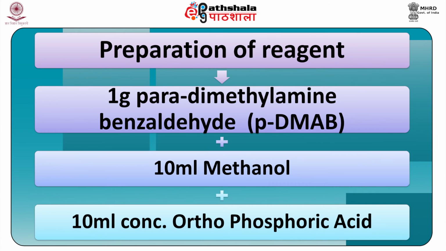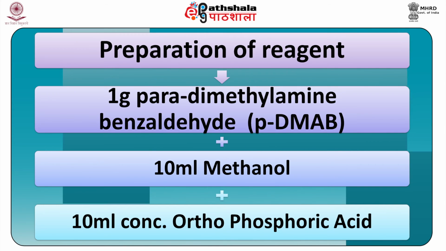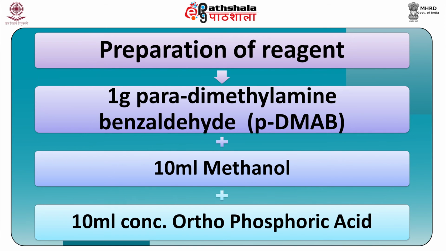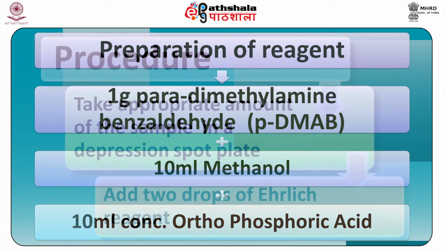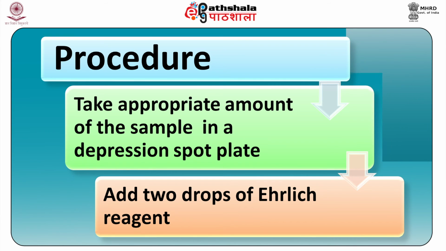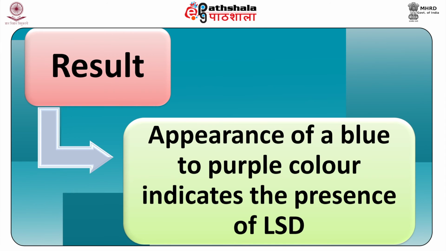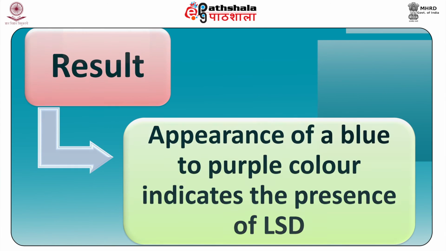Next test is Ehrlich reagent test. First is the preparation of reagent. 1 gram of para-dimethylaminobenzaldehyde, that is PDMAB, is dissolved in 10 ml methanol and 10 ml concentrated orthophosphoric acid is added to it further. Procedure: take an appropriate amount of the sample or a few drops of methanol extract of the sample in a depression spot plate and add 2 drops of Ehrlich reagent. Appearance of a blue to purple color indicates the presence of LSD.